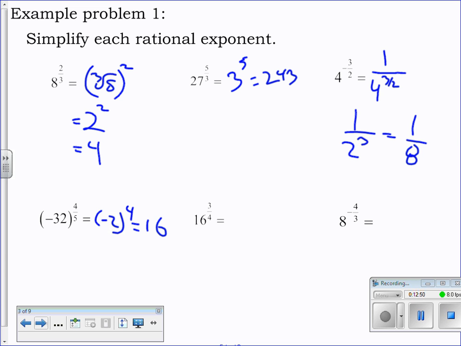Let's talk about how to do this on your calculators. If you've got your calculator, get it out. If you don't have a calculator, get your hands on a calculator, because you ought to know how to do this on your calculator. You can do any roots and any power you want on your calculator.